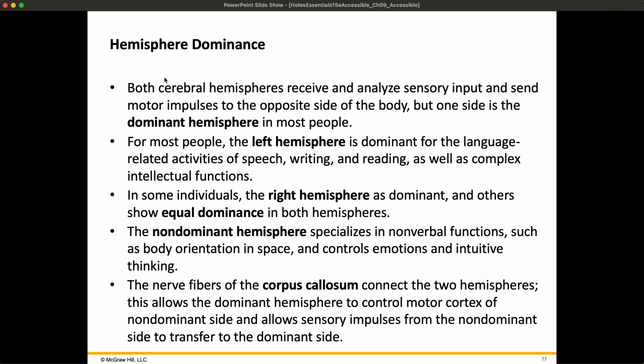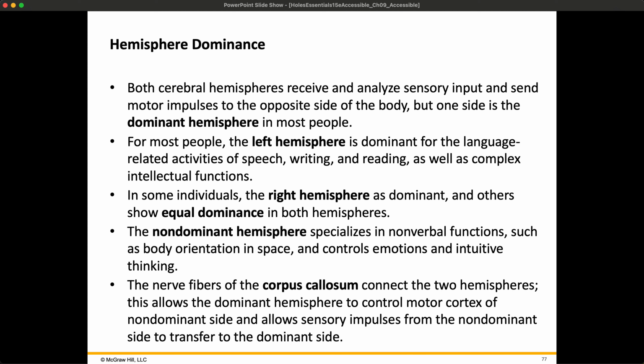Hemisphere dominance. Both cerebral hemispheres receive and analyze sensory input, but one side is the dominant hemisphere in most people. So again, you might have more predilection to left hemisphere things such as speech and writing, whereas the right hemisphere might be more for spatial awareness and reasoning and those kinds of things. But you use both sides.